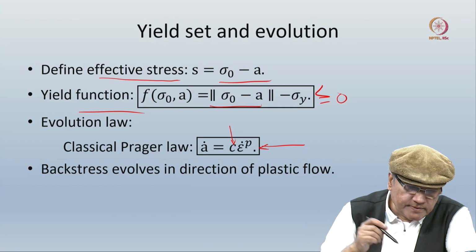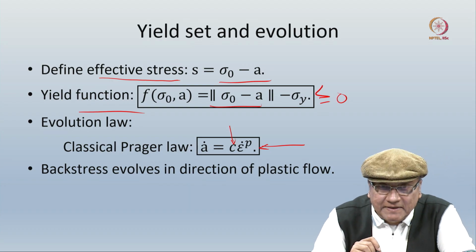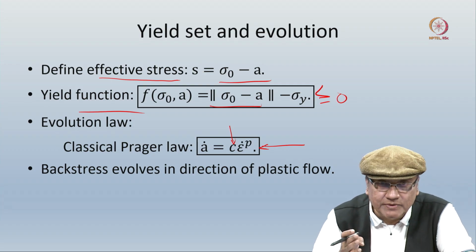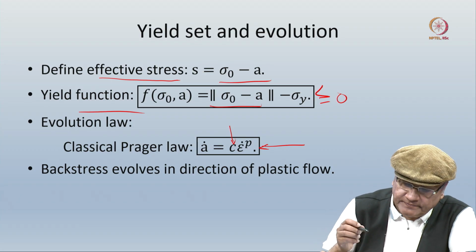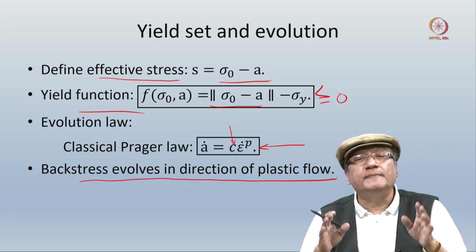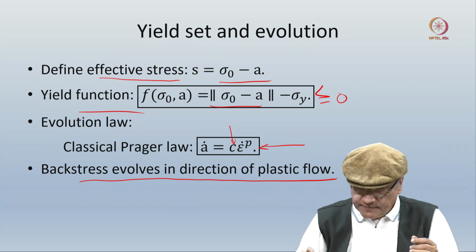Okay. So actually if C is equal to 1, then you get just A dot is nothing but the plastic strain rate, but that is not true. In general C is not 1. But the important thing here to understand is that the model says that the back stress evolves in the same direction as the plastic flow. Okay.